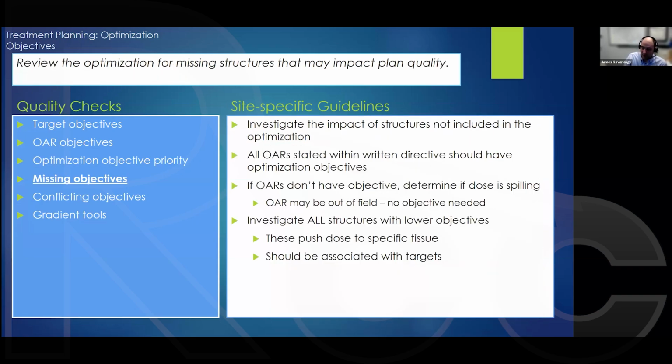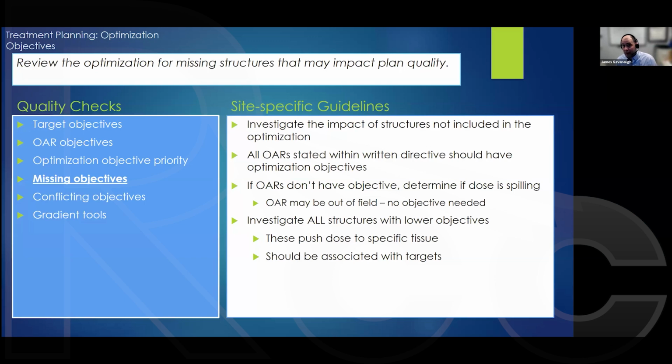Missing objectives, like I mentioned before: investigate the impact of structures that are not included in the optimization. Number one, if it is something in the written directive by your physician, and they say they want to achieve a specific dose for it, it likely should have some objective on it to push dose. It may not have a highly weighted one, but it has something. All OARs that are stated there, you need to investigate.